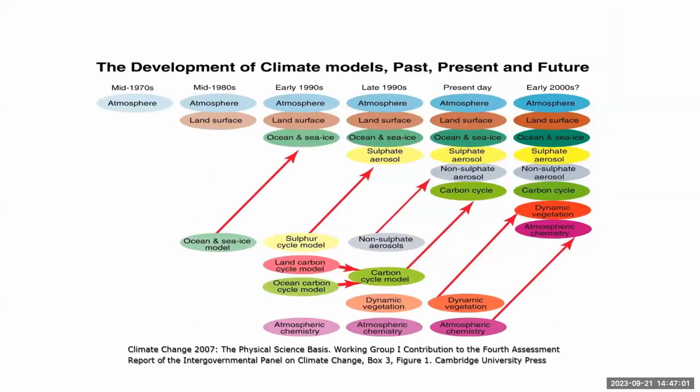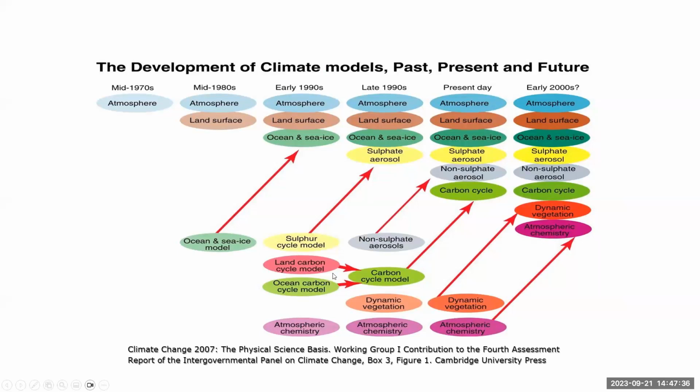And the overall development of climate models, past, present, and future: one can see in the mid-70s it was only being talked about in terms of the atmosphere. In the mid-80s, atmosphere, then land surface. In the early 90s, atmosphere, land surface, ocean and ice, and the ocean and ice model actually came into implementation at that time. And in the late 90s, atmosphere, land surface, ocean and ice, sulfate aerosol. Then more components were added, like the sulfur cycle model.